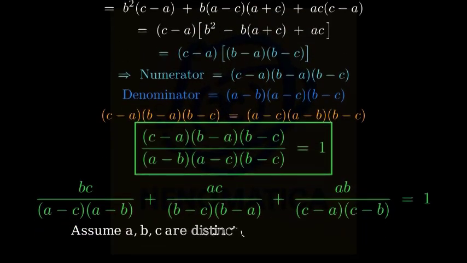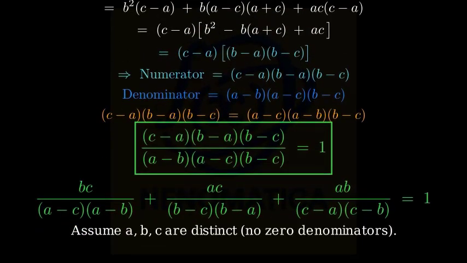The sum of bc over a minus c times a minus b, plus ac over b minus c times b minus a, plus ab over c minus a times c minus b simplifies exactly to 1, provided a, b, and c are pairwise distinct so that no denominator is 0. This identity is a classic and very elegant result.